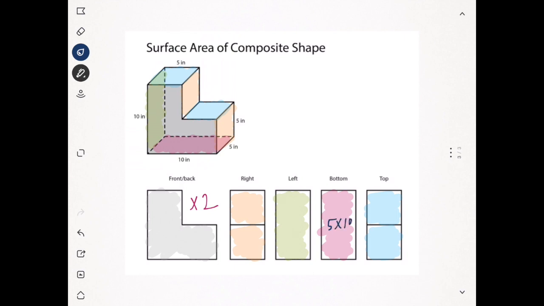Okay, and then let's go to the left. Well, the left is the same way because it's 10 tall in this case and it's 5 deep, so it's 5 by 10.